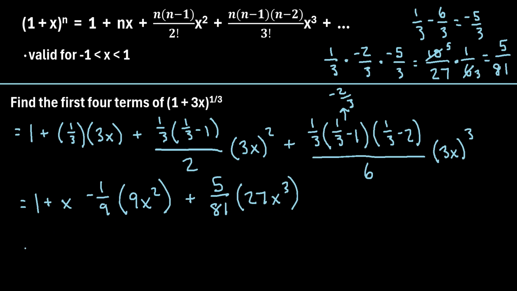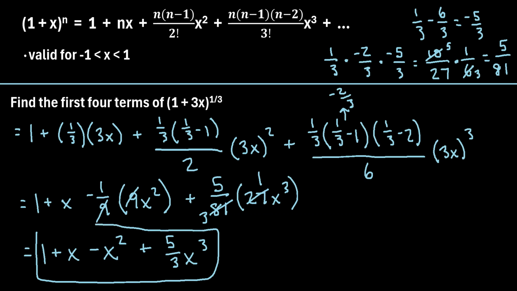Okay, so we're almost done. Let's simplify a little more. So we have 1 plus x, negative 1/9 times 9. When we multiply these two, the 9s will cancel out, and we'll just be left with a negative 1, or just negative x squared. And in this last term, when we multiply 5 over 81 times 27, we could divide the 27 by 27 to make it a 1, and 81 divided by 27 is 3. So this simplifies to 5/3. So we just have 5/3 times x cubed. So this is our final answer. These are the first 4 terms of the binomial expansion of this original binomial.